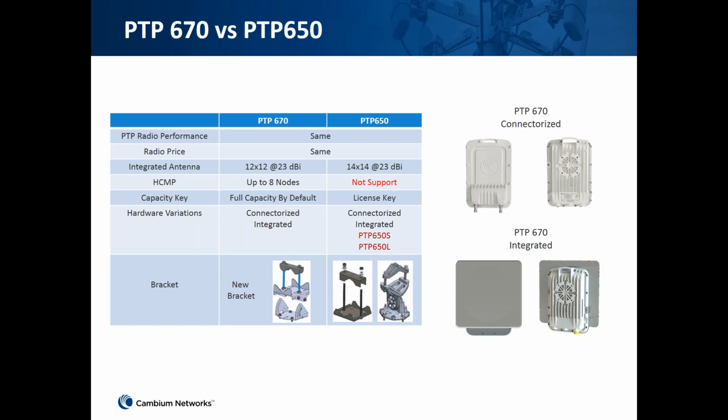Another advantage for the 670 is the HCMP approach. So you can use it for point-to-few-points deployment for PTP 670, which is not possible with the PTP 650. As for the hardware variations, the PTP 650 comes in the 650, 650S, 650L, connectorized and integrated, whereas the 670 just comes in integrated and connectorized versions.